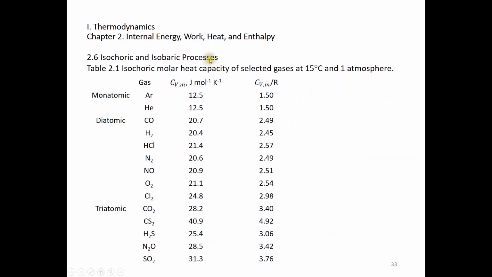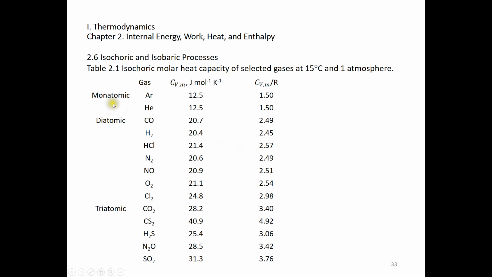Over here we have a table of the isochoric molar heat capacity of selected gases at 15 degrees Celsius and 1 atm. This is not 25 degrees Celsius, but as I mentioned, isochoric molar heat capacity is roughly constant within a small or even moderate temperature range. So between 15 and 25 degrees Celsius, those numbers are pretty much the same.